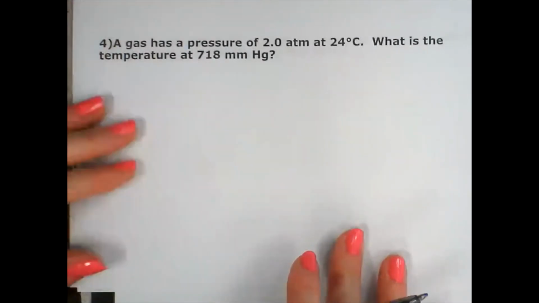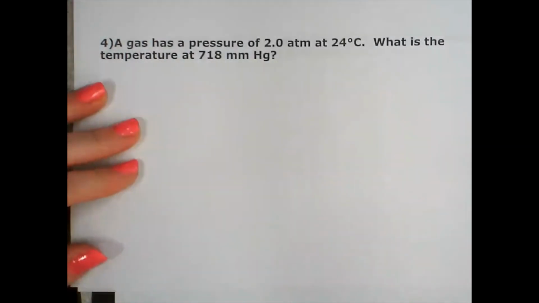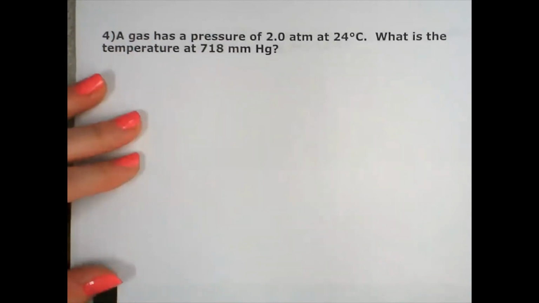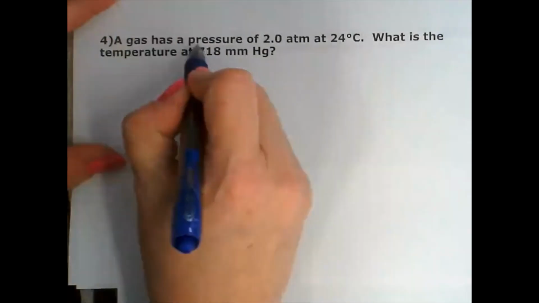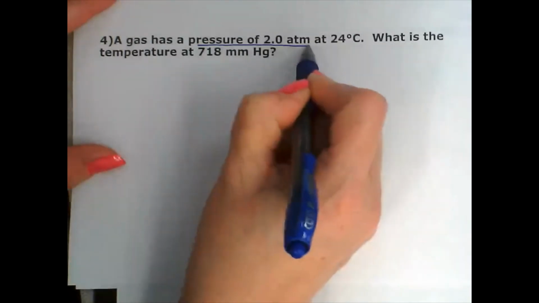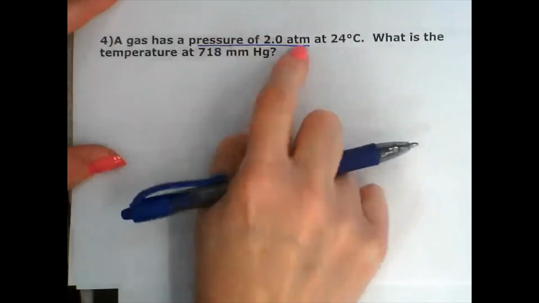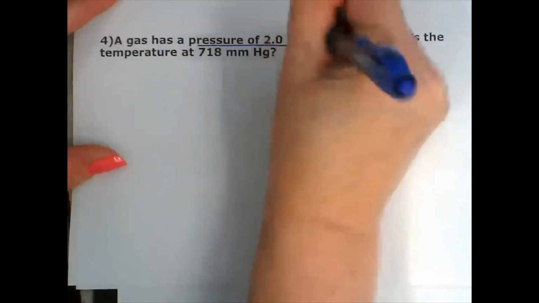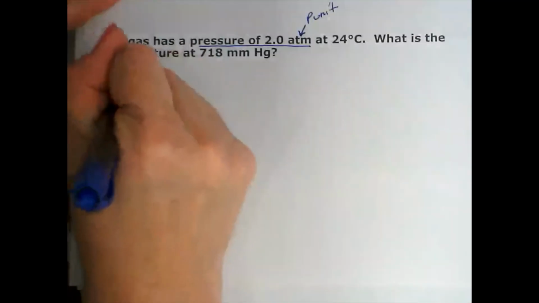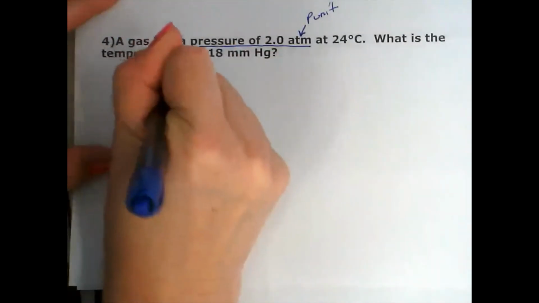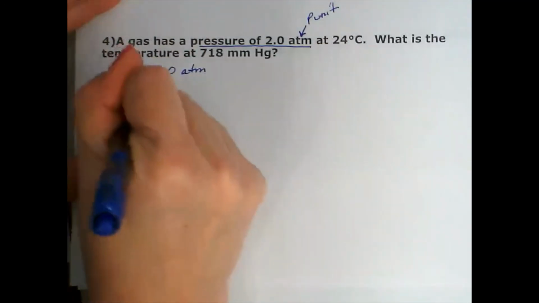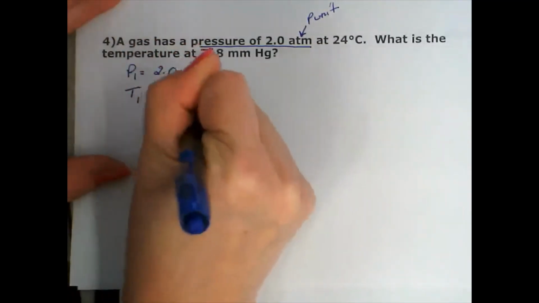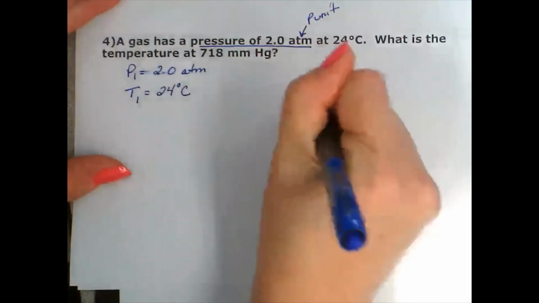So a gas has a pressure of 2.0 atmospheres at 24 degrees Celsius. What is the temperature at 718 millimeters of mercury? So the first thing we do is make our givens list. We're seeing that it has a pressure of 2.0 atmospheres. And even if it didn't say pressure, I should have been able to identify that this is a pressure unit. So the first pressure is 2.0 atm. We see that the temperature is 24 degrees Celsius, so that is T1. What is the temperature? So that means T2.